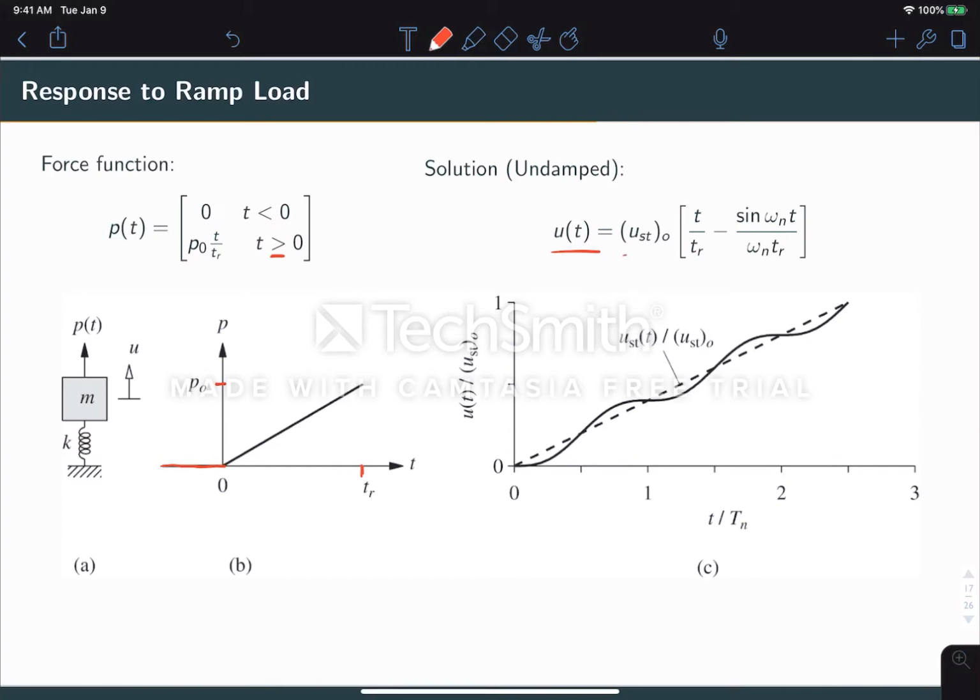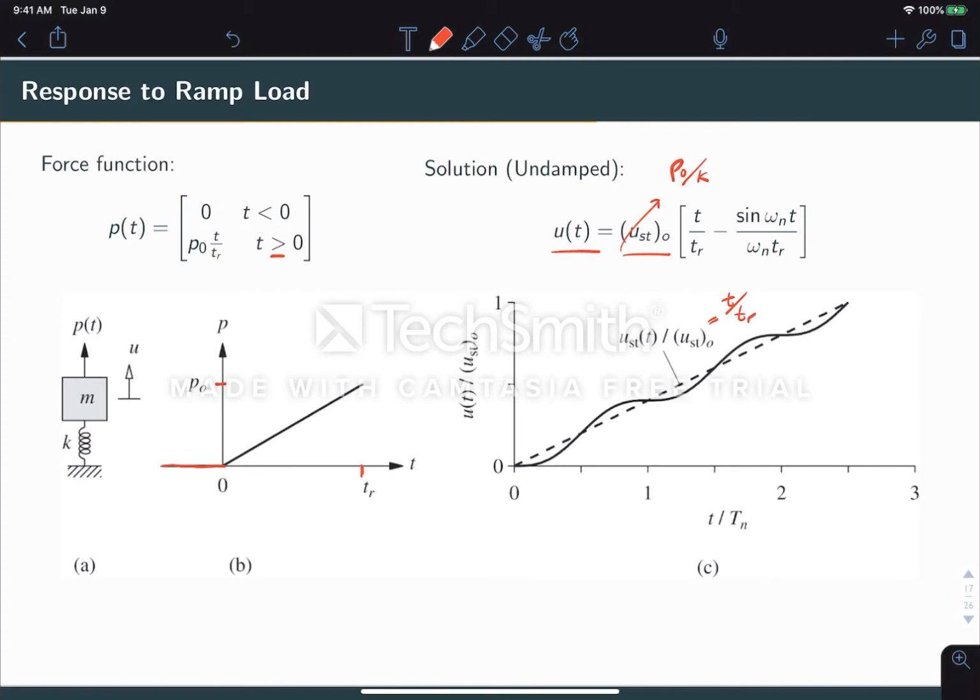So moving over to the response or the solution to this forcing function, we have what you see here, where we have a static displacement amplitude times a linearly varying term t over tr minus some oscillatory term, right? Keep in mind that in this case, u_st naught is a little bit tricky because it is actually the same as before, P naught over k. So it's simply the static displacement amplitude. To get the actual static displacement, you have to multiply that by t over tr. So what is being shown in the figure here is the static displacement over the static displacement amplitude, which is essentially the same as saying t over tr.